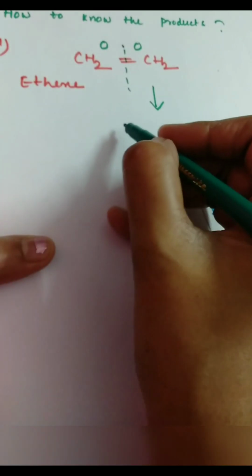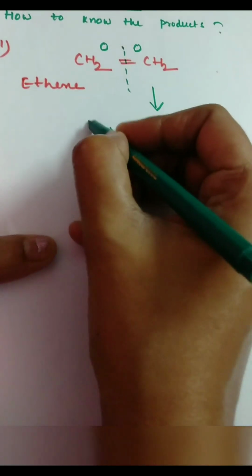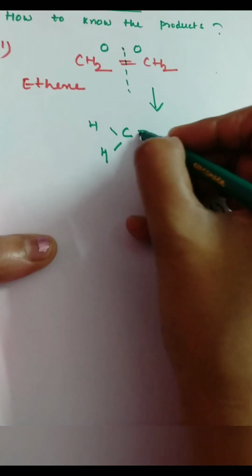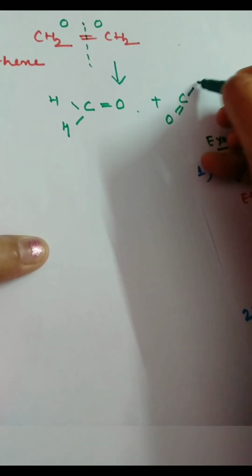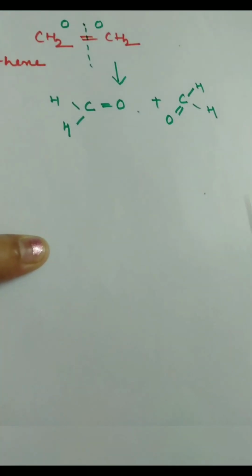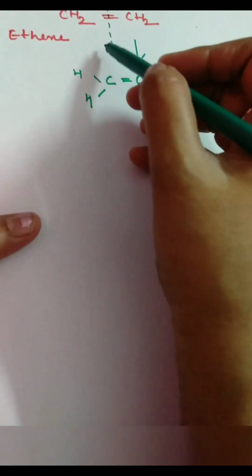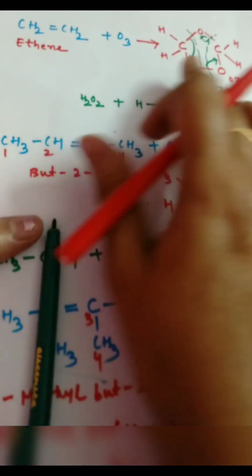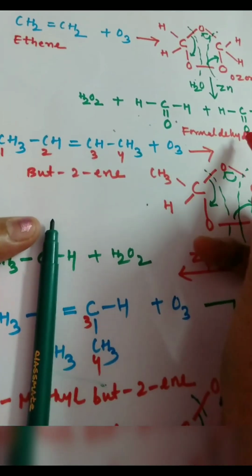To this carbon, two hydrogens are attached, and the oxygen is attached to the carbon by a double bond. Similarly, the same case here also: a double bond to this carbon, and two hydrogens. That means when an alkene like ethene undergoes ozonolysis, without writing the ozonide, we know you will get two molecules of formaldehyde.